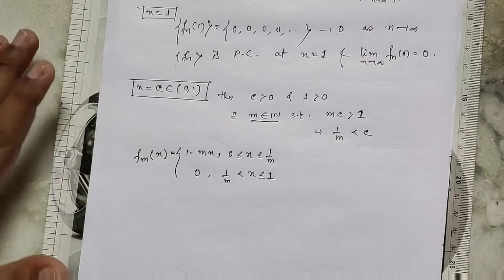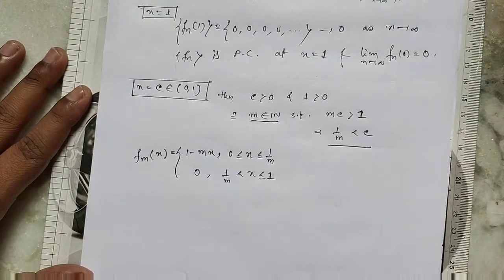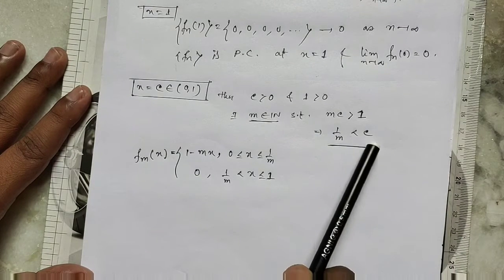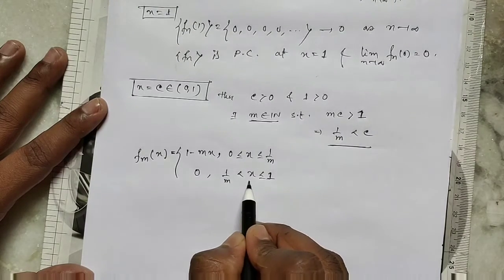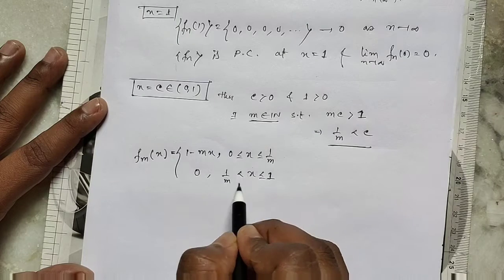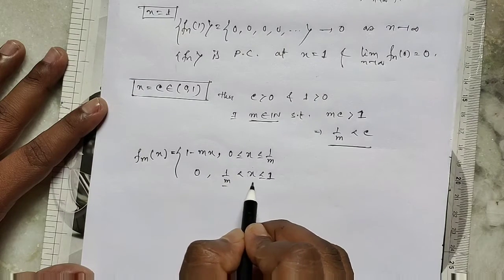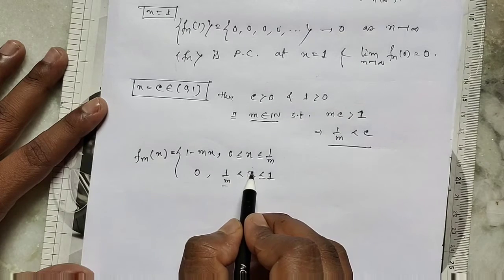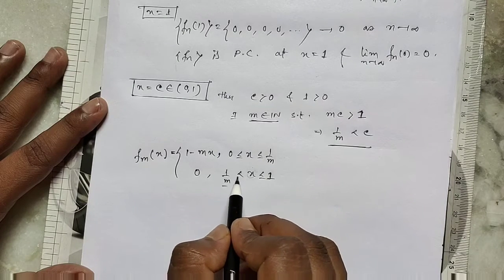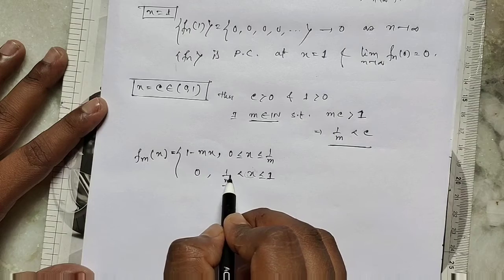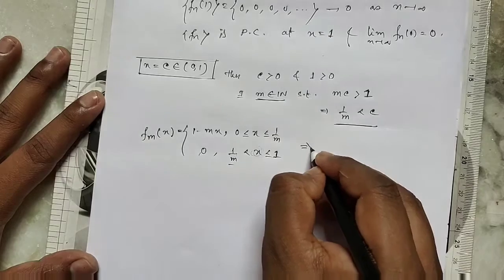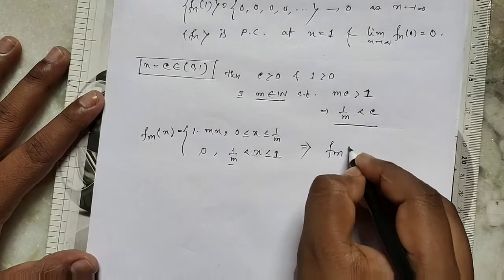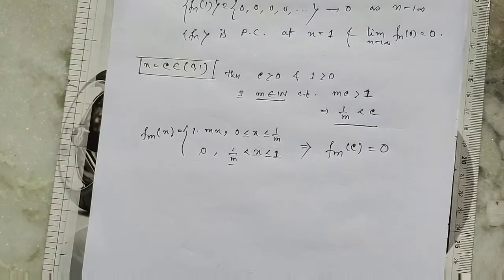Since 1/m is less than c, for such x which are greater than 1/m, f_m(x) is 0. So this implies f_m(c) equal to 0. Clear? This implies f_m(c) equal to 0.